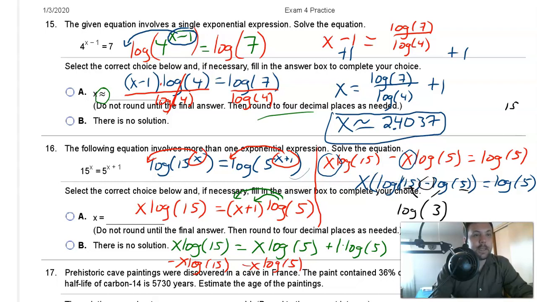So I'm taking 15 over 5 inside of that one logarithm, right? That's how I'm combining those together. 15 divided by 5 gives me 3. And then the x just gets copied down, equals log base 10 of 5.